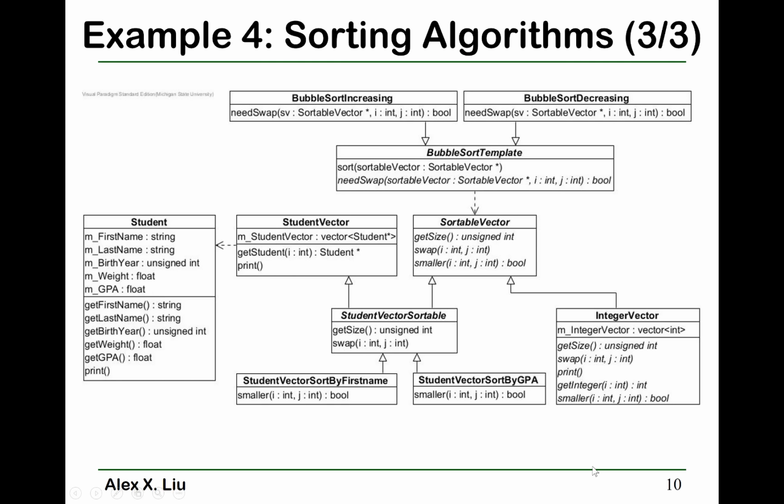Alright, so this is the improved UML diagram for this bubble sort template and bubble sort algorithm when we deal with sorting student records. In this bubble sort template, we have sort and need swap, and bubble sort increasing implements need swap in the increasing order, and this bubble sort decreasing implements need swap in the decreasing order.